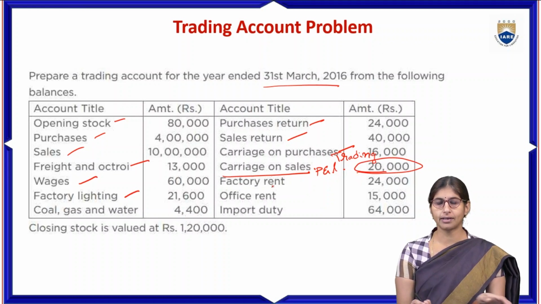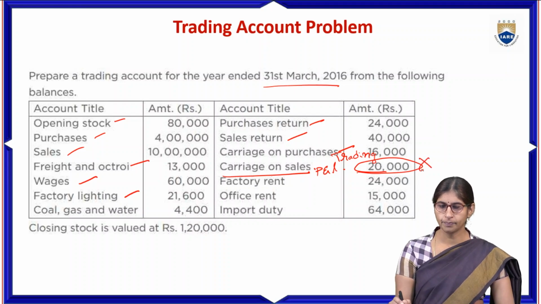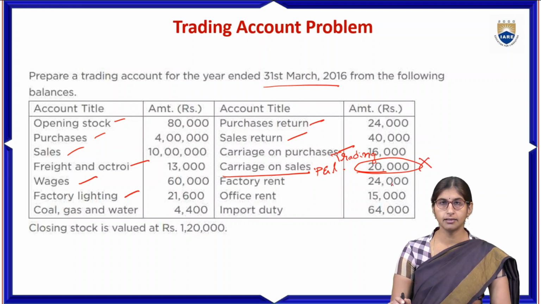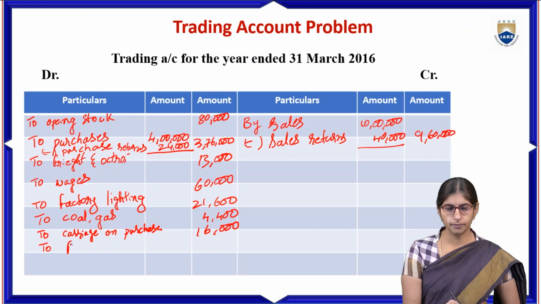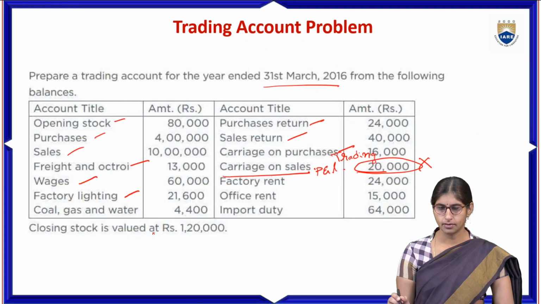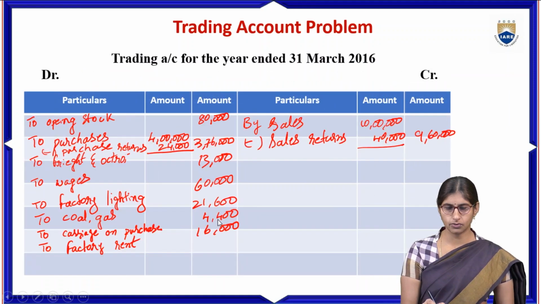Now coming to factory rent. Yes, we have to write this factory rent in the trading account, because it is a direct expenditure. To factory rent, the amount is 24,000.